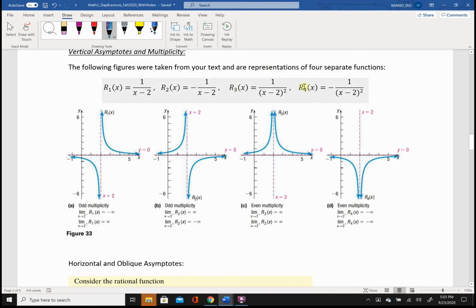Furthermore, in R3 and R4 functions, we have shifted rational functions of 1 over x squared, right? This one's shifted over by 2 units compared to the original basic rational function of 1 over x squared that we looked at earlier, and this one's a reflection over the x-axis by virtue of this -1 factor out in front.